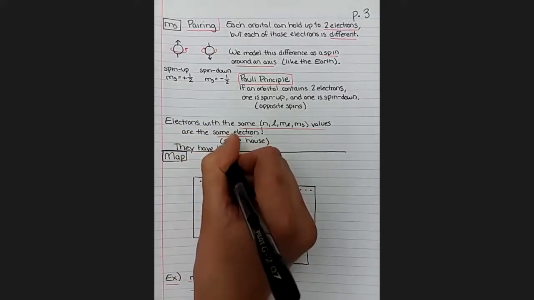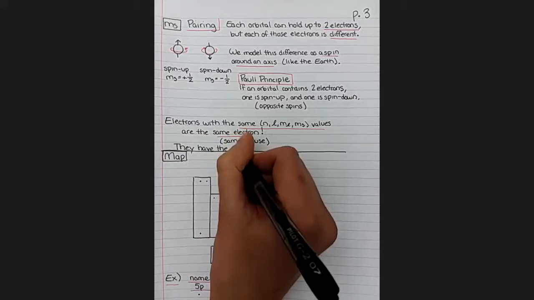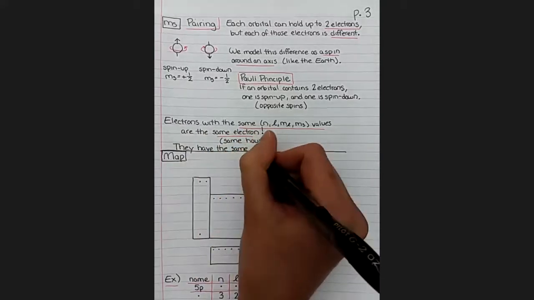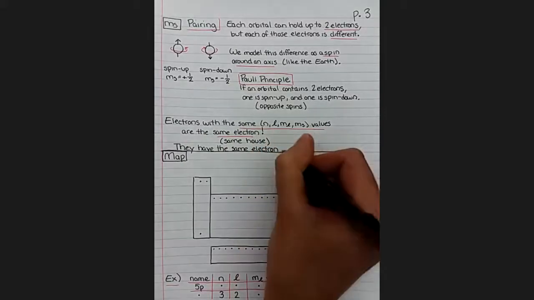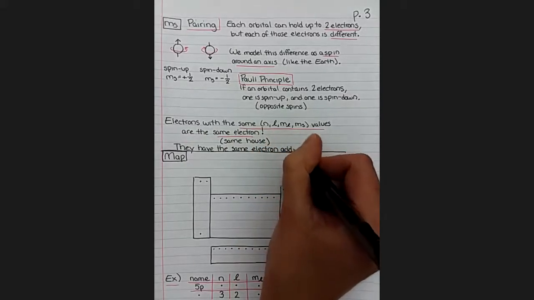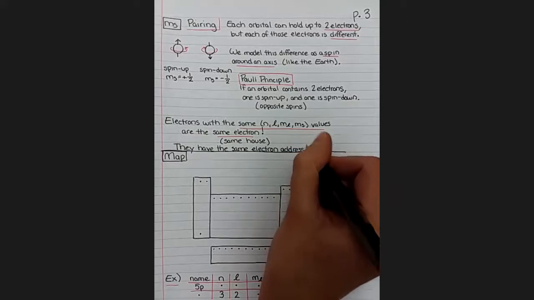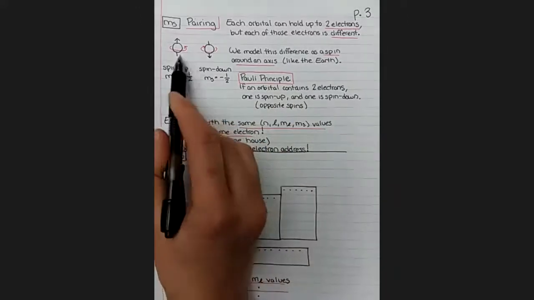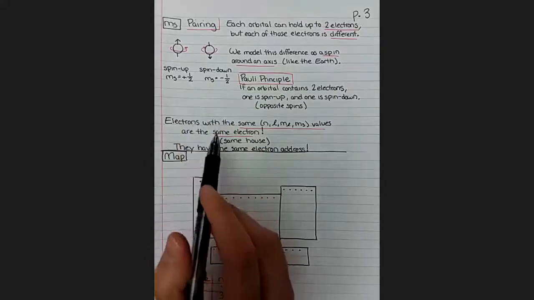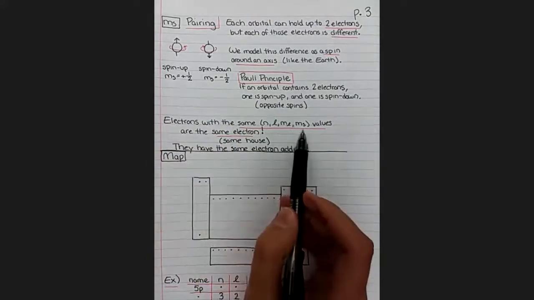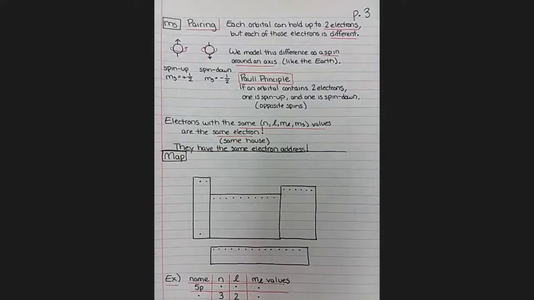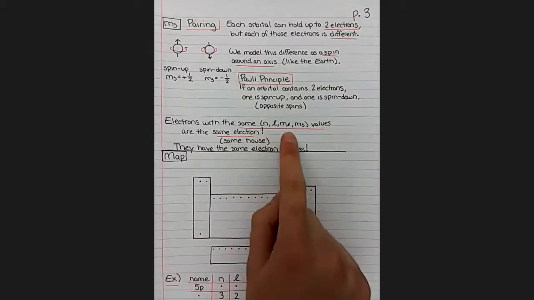So this is how we can specify where one particular electron is located. If we just want to specify what space it's in, we will just give the first 3 quantum numbers, because that space can hold up to 2. But if we want to talk about a specific electron in a specific orbital, we would give all 4 quantum numbers. So now we know how to use all 4 quantum numbers, n, l, m sub l, and m sub s.